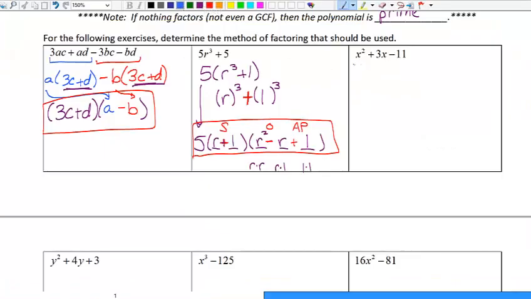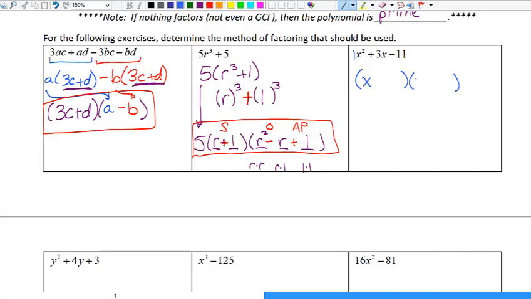On our next problem, x squared plus 3x minus 11, step 1 says to use a GCF. Is there a GCF between x squared, 3x, and 11? I don't think so. Step 2, how many terms do we have? 1, 2, 3. 3 terms. So because it's a trinomial, I have to ask myself, is a equal to 1? Well, yeah, a is equal to 1. Yay! That means it's an easier trinomial.